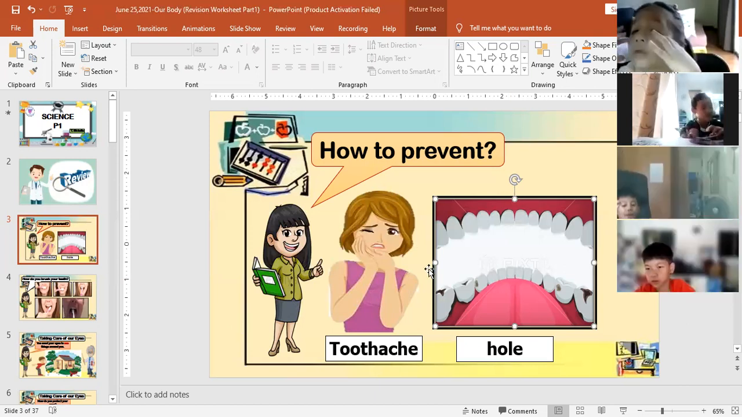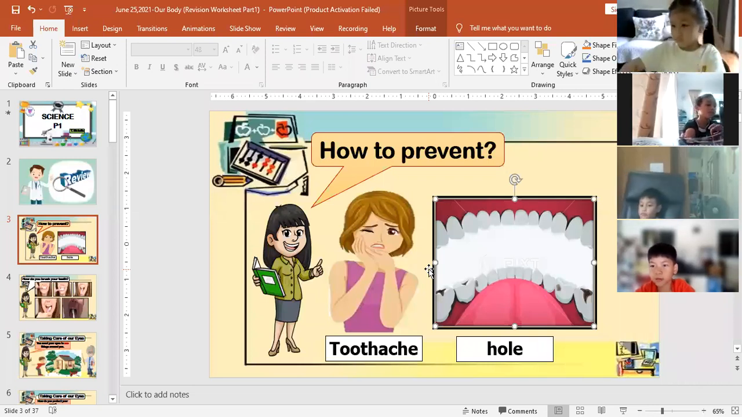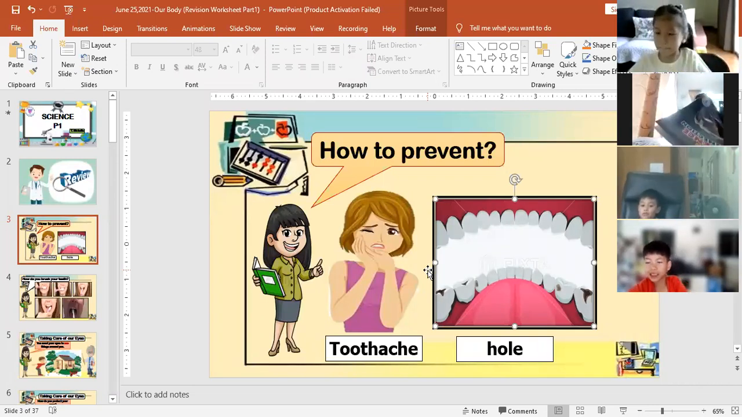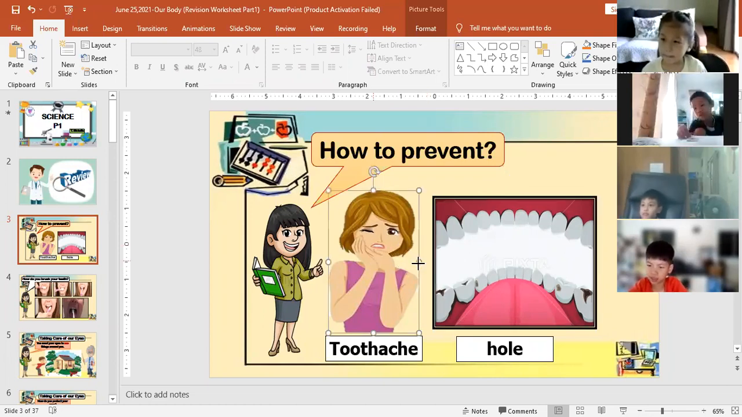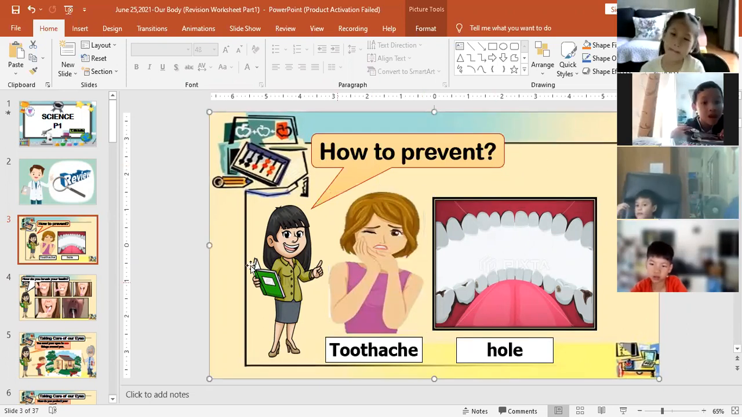For example, when you eat apple, what will you do to the apple? You will chew with your teeth and mouth. So what will happen if you eat candy or chocolate or ice cream? What will happen to your teeth?